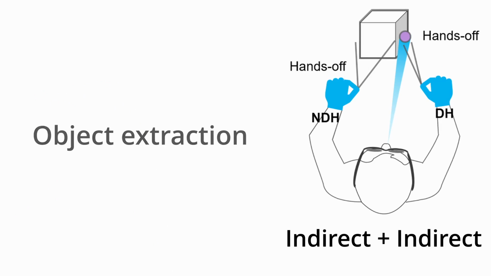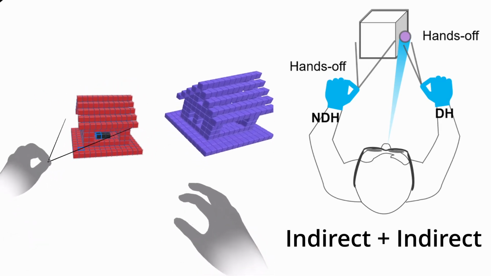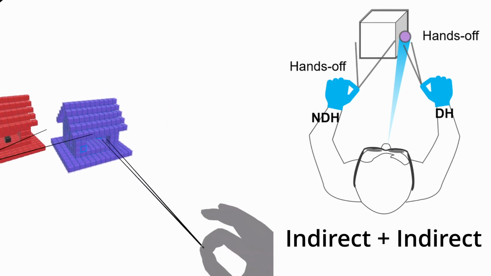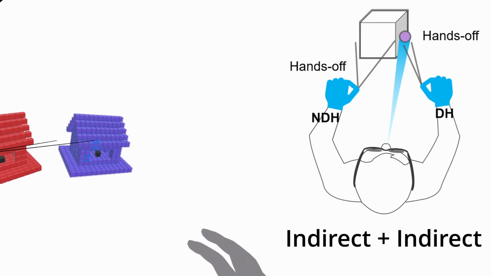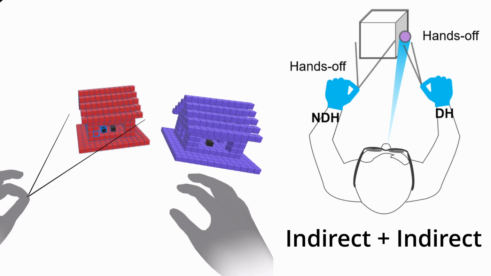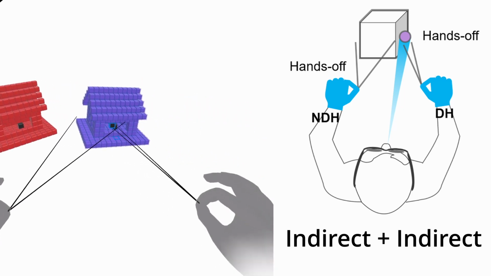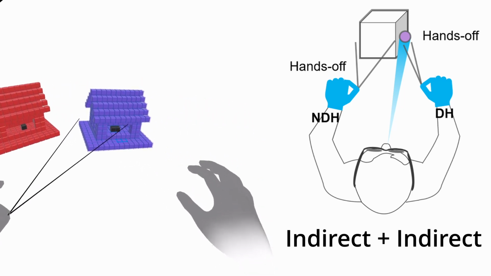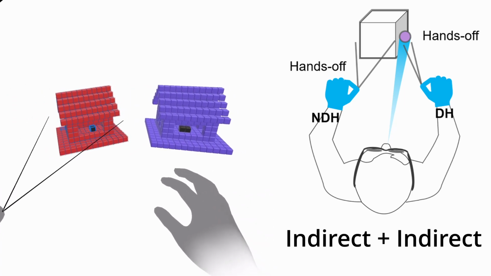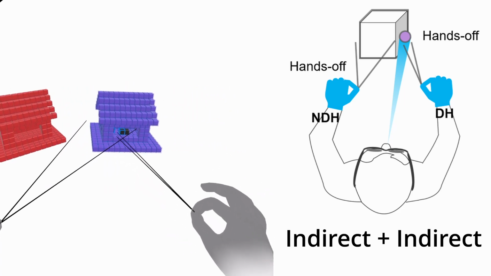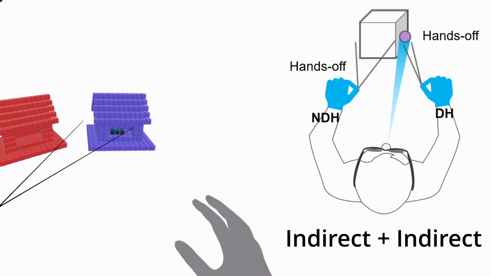For the indirect plus indirect mode, this application demonstrates how indirect bimanual input facilitates precise acquisition and rotation of an object while minimizing the occlusion caused by the hands. Indirect interaction allows for rotation without the hands occluding parts of the build or accidentally selecting other objects.